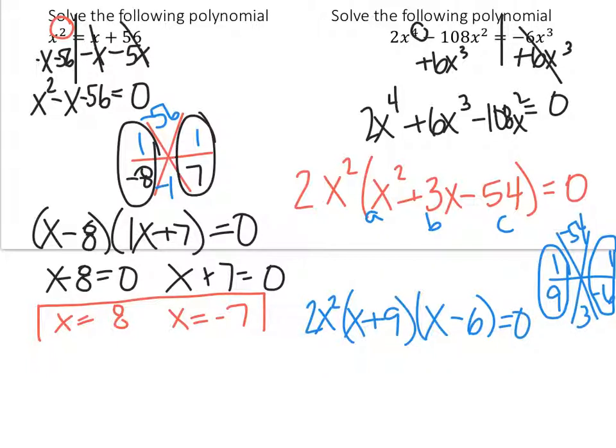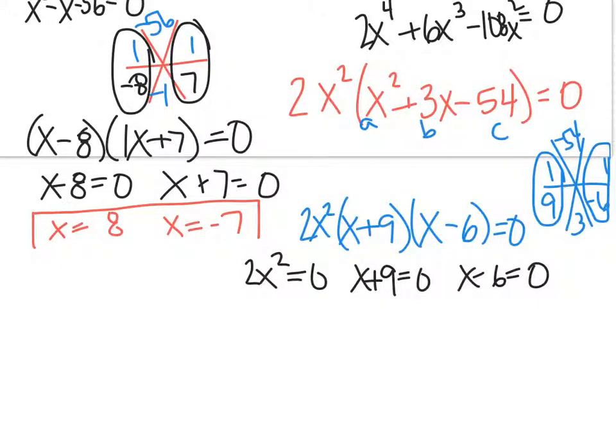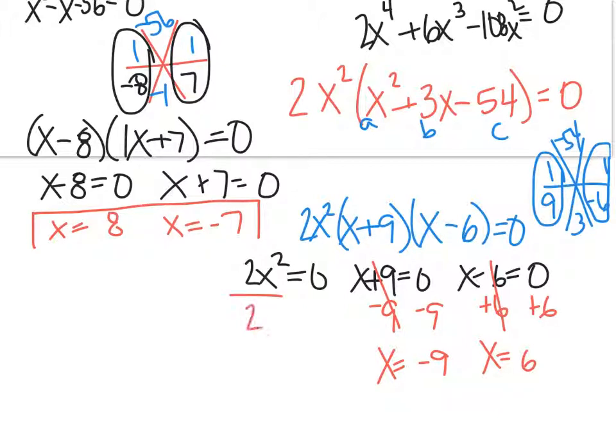Now here again, I'm going to set every single variable equal to 0 and solve. So if I start over here, I add 6 to both sides to get x equals 6. I subtract 9 from both sides to get x equals negative 9. This 2x squared we haven't seen before. The first thing you get rid of is that multiply by 2, so I divide by 2. So I'm left with x squared equals 0.